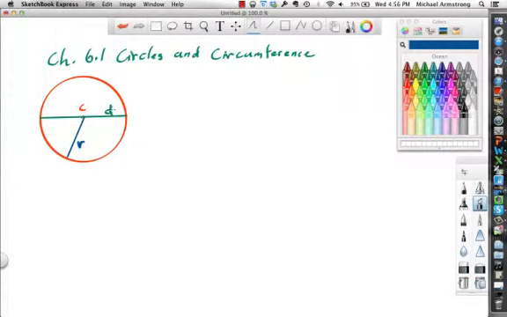So that's what we have. The radius is the distance from the center to the outside edge. The diameter is the distance all the way across. And the center is the point that's equidistant from all the outside edges. So it's the same distance. This point in the middle is the same distance away as all the other edges. Okay? Now, a couple of little formulas.